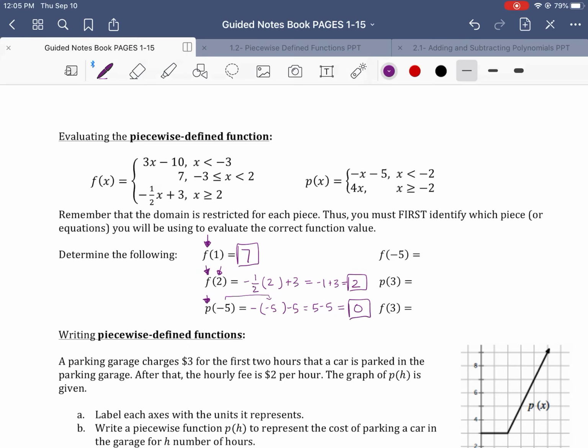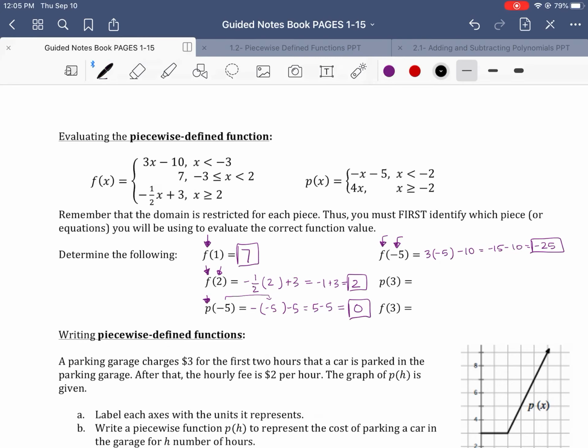Okay. Again, I'm just going to keep going. So moving to the right, again, we're back to the f function. So we're using the one on the left, and then we ask, where does negative 5 fit in? So we start at the top. Is negative 5 less than negative 3? Yes, it is. So we're going to use this function right here. We do 3 times negative 5, and we subtract 10. Then we evaluate negative 15 minus 10, which is equal to negative 25.